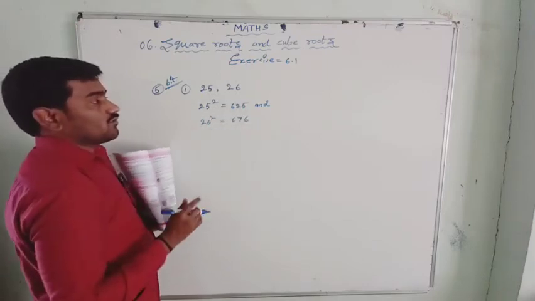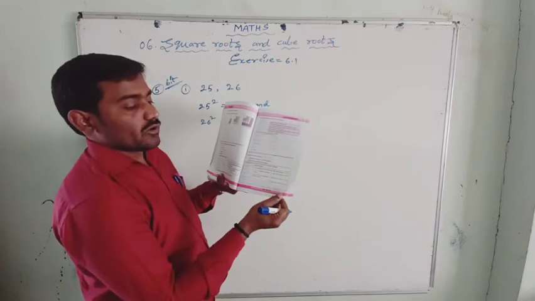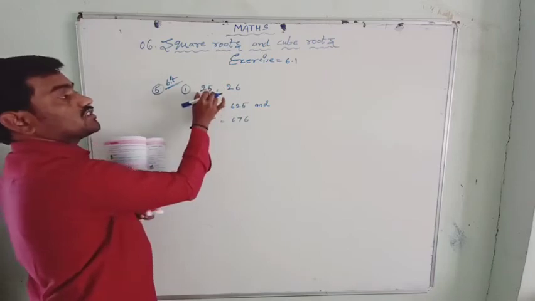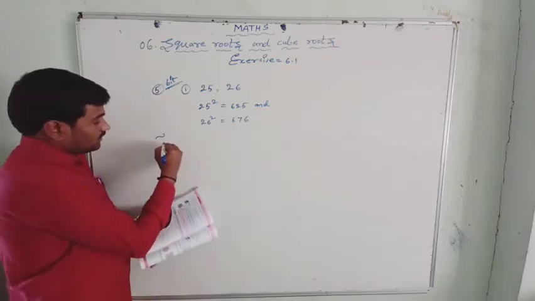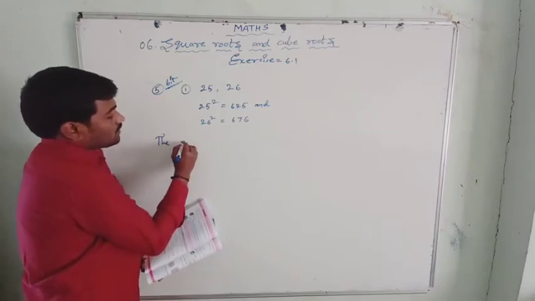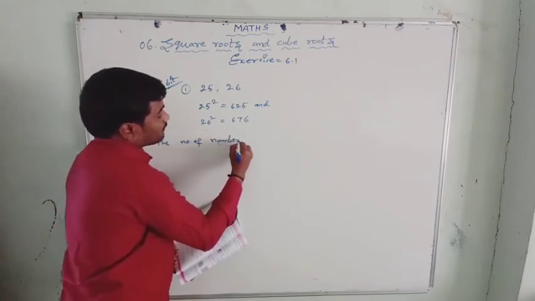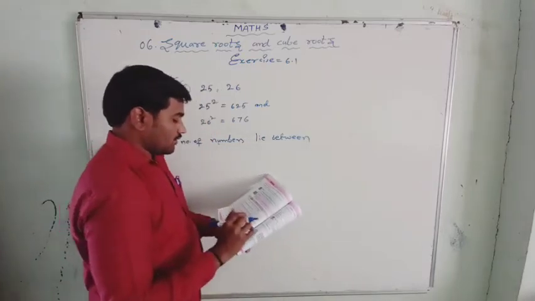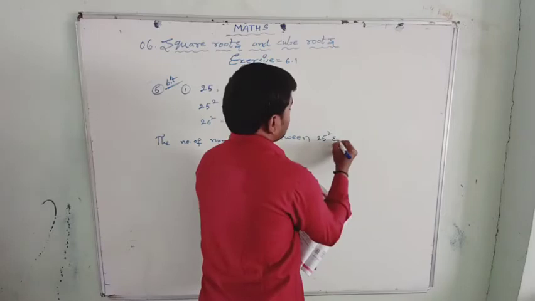To do that it's a big process, so what we have to do, there is one formula here that we have to use: 2 into base of the first number. Here 25 we call the base number. So the number of numbers that lie between 25 square and 26 square is 2 into base of the first number.